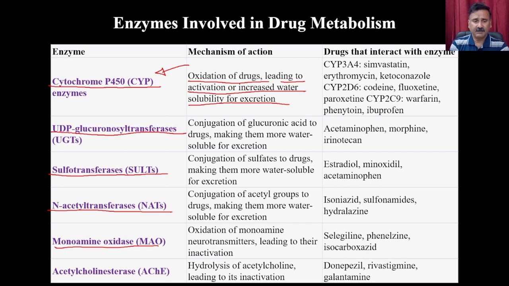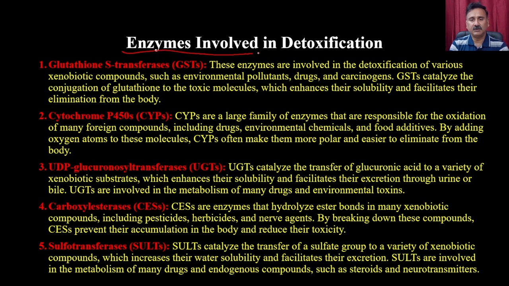Then we have the UGTs, which conjugate glucuronic acid to drugs, making them more water soluble for excretion. And you can use these drugs. Most of these inhibitors inhibit drug metabolism in such a way that the level of drug is higher, and as a result, it gives you relief. Apart from that, there are enzymes involved in detoxification. You can have glutathione S-transferase, cytochrome P450, UDP glucuronosyltransferase, carboxylesterase, and sulfotransferase. And these are the mechanisms through which they are involved in detoxification.